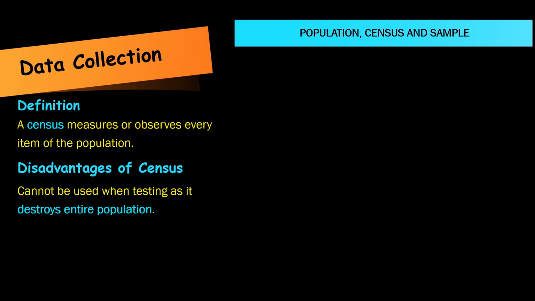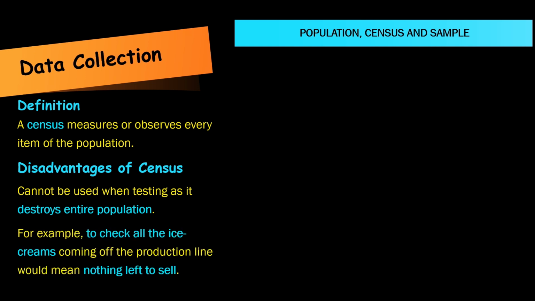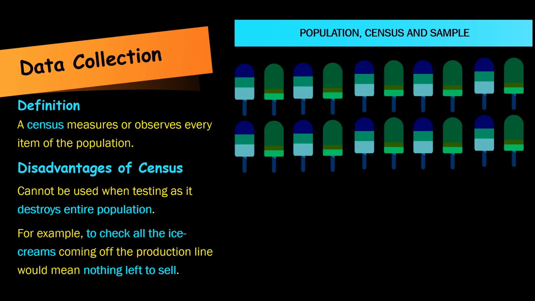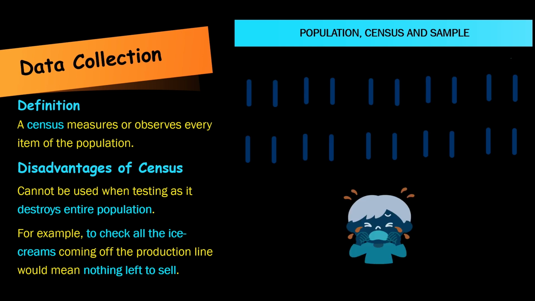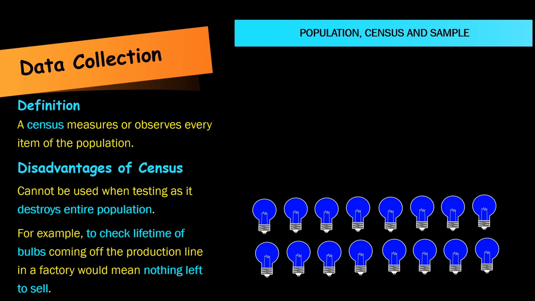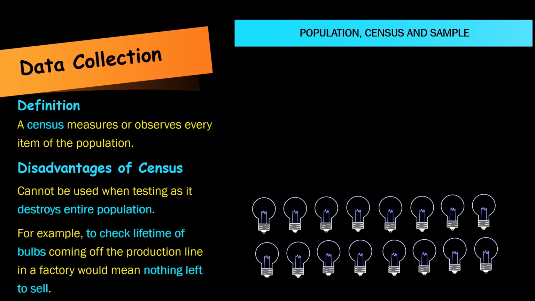Also, it cannot be used when testing, as it destroys the entire population. For example, to check all the ice creams coming off the production line would mean nothing left to sell. Or, for example, to check the lifetime of bulbs coming off the production line in a factory would mean nothing left to sell, as shown here.